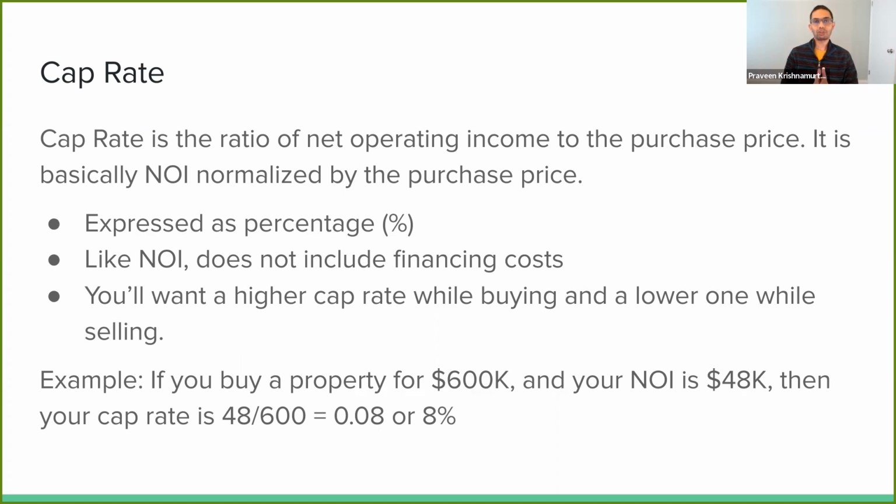Let's say you buy a property for 600,000 and your NOI is 48,000. Then your cap rate is 48 over 600, which is 8%. So if you are a seller, you want that 600 to be higher because you want more for your sale. So let's say if it's $1 million, then your cap rate will be 48 over 1 million, which is 4.8%, which is great for the seller. On the flip side, if you're a buyer, you want the denominator to be lower. So if it's 480,000 instead of 600,000, then your cap rate becomes 10%. So cap rate is mainly used in transactions, and it's very directly and closely related to NOI.